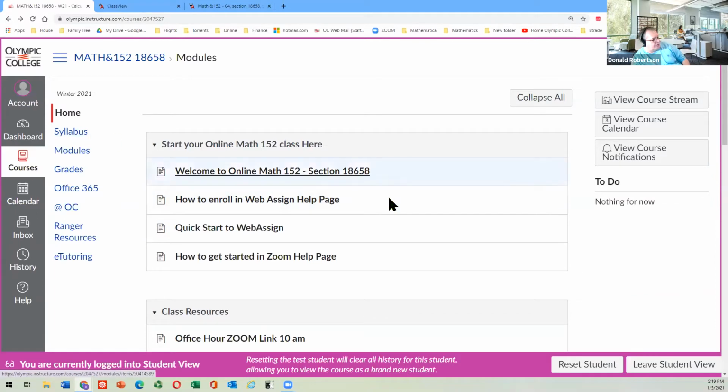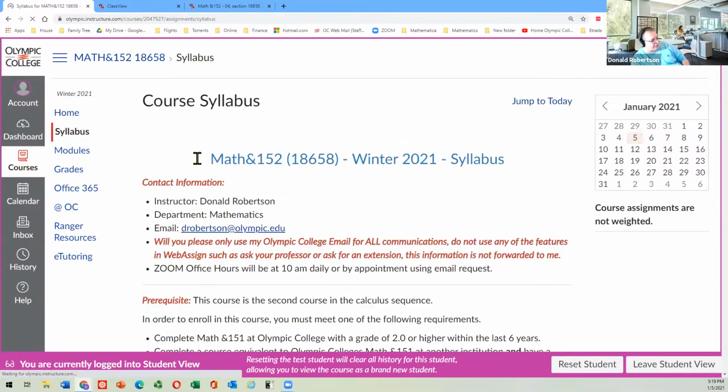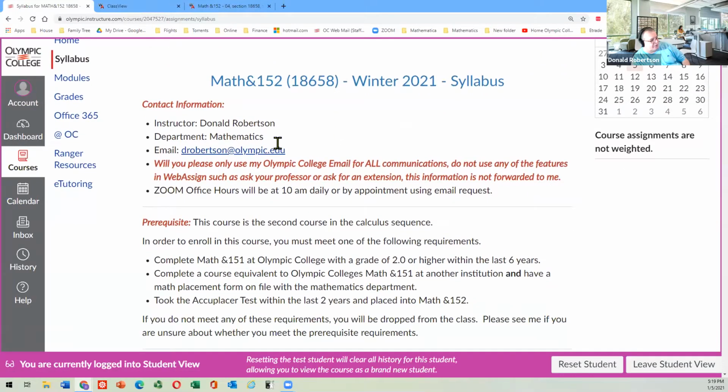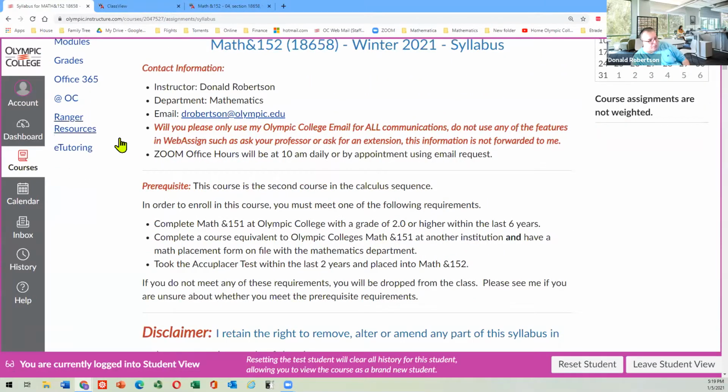What you need to do, and I'm not going through it because you can all read, is click on syllabus, and it will tell you how to contact me. Make sure that you use your college email and not fred@yahoo.com, because sometimes things don't arrive because they get put in my junk mail, as the OC filter kills things.